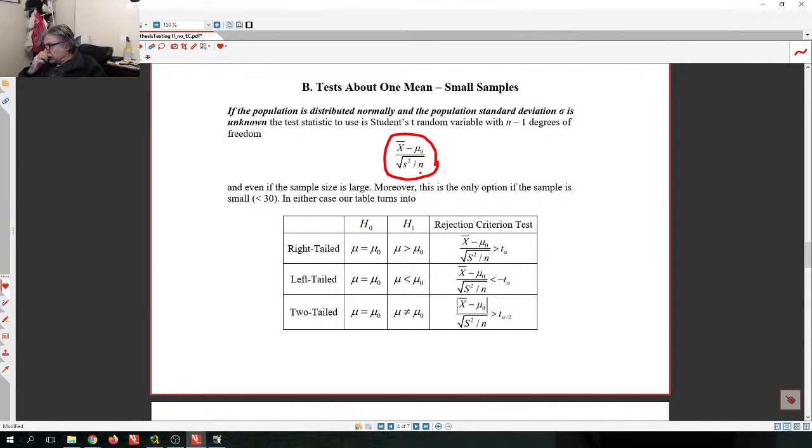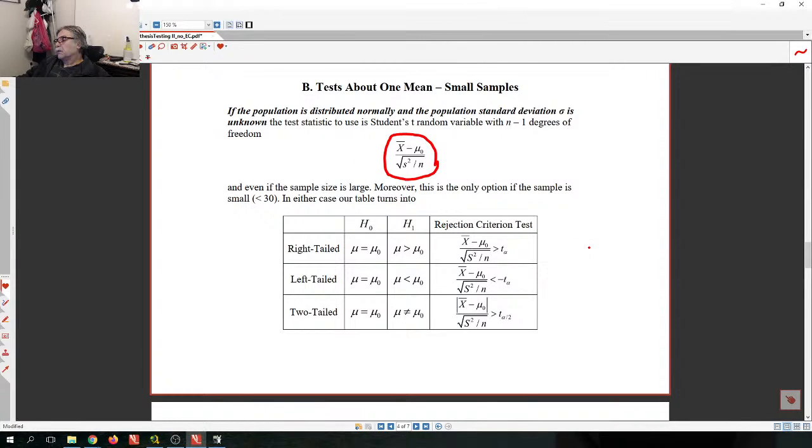The only difference is that you're going to be using the t critical values, not the z critical value, because in that case, this is a t random variable. Again, you have to remember that the conditions to do the t-test are the same as the conditions to do the t-estimate. The population must be distributed normally, and the population standard deviation must be unknown. If you don't have those two, you cannot do a t-test. You have to do something else.